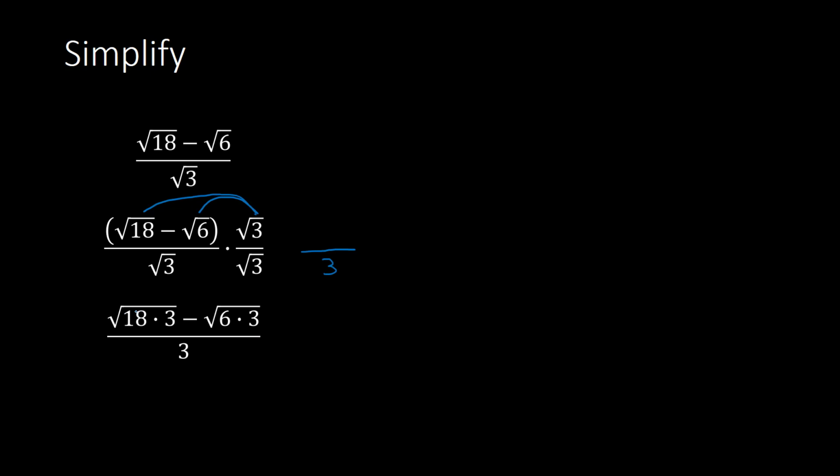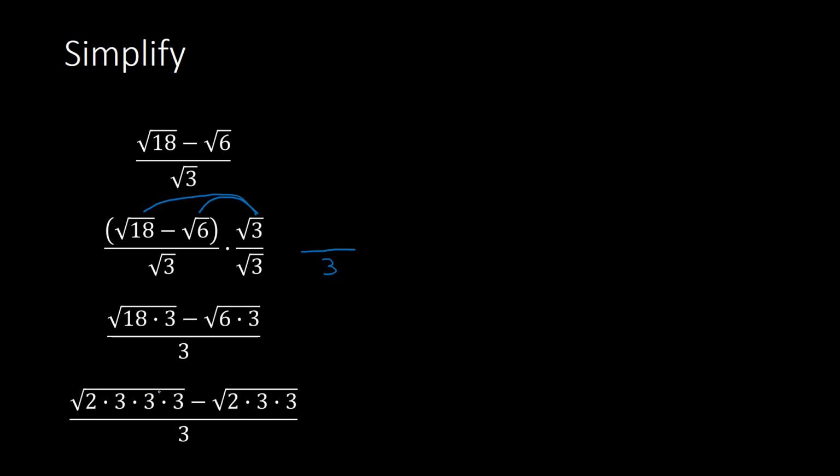So now, what I need to do is simplify the numerator. So the bottom is good. Now I just need to pull things out as needed. So the 18 we could break apart as a product of 2 times 3 times 3. And the 6 you can break down as a product of 2 times 3.